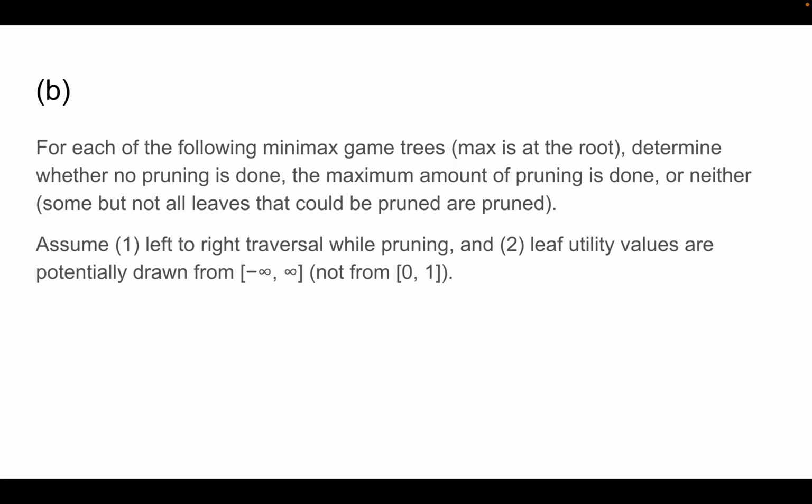Now what we're going to do is that for each of the following Minimax game trees, where the max is at the root, we're going to determine whether no pruning is done, the maximum amount of pruning is done, or neither, which means that some but not all leaves that could be pruned are pruned. We're going to assume two things. One is that we do a left to right traversal while pruning, and secondly, the leaf utility values are potentially drawn from the distribution of negative infinity to infinity, and not from 0, 1.